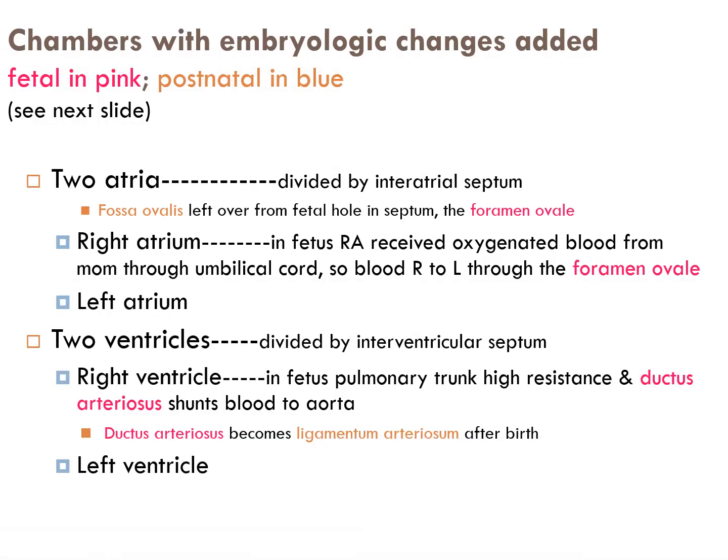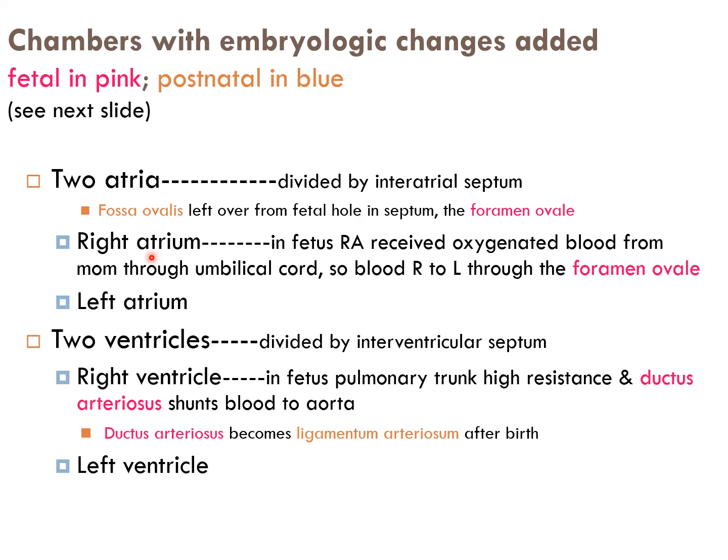Now chambers with embryological changes added, fetal in pink and postnatal in blue. So you see these are the embryonic development. The fossa ovalis, the foramen ovale, is the name given to it. In the fetus there is the foramen ovale, in the adult there is the fossa ovalis. The two atria are divided by the interatrial septum. The fetal hole left over in the septum is the fossa ovalis; the fossa will come here. What is pink will be seen in the fetus, and this one is in the adult.